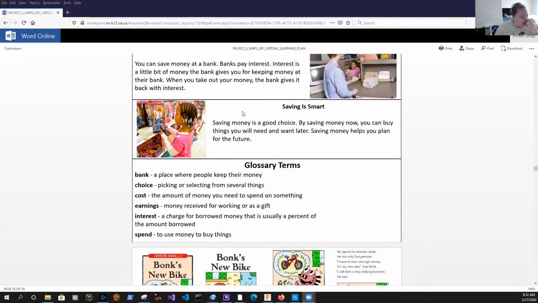So, just to kind of talk about the end of this where it says saving is smart, it's a good idea to save money because sometimes you never know what can happen. You might think that there's nothing big that you need to spend your money on, but maybe one day the air conditioning goes out.